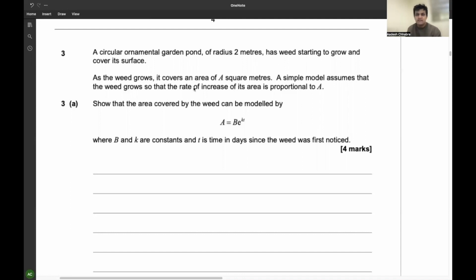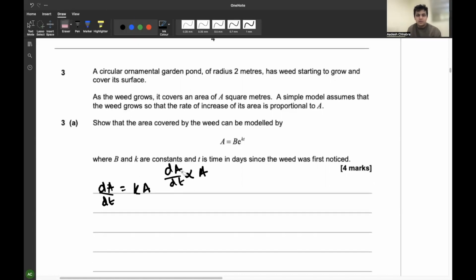So just looking at the fact that the rate of increase in its area is proportional to A, we know that dA upon dt would be equal to kA. Okay, and why is this? Well, that's because dA upon dt is proportional to A. So essentially what I've done is substituted the value of the constant k in for the proportionality sign. Okay, so just going to erase this quickly.